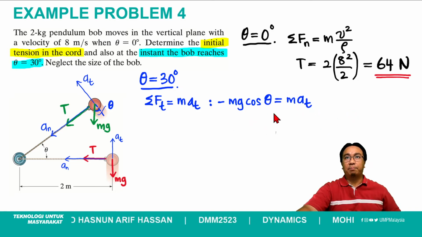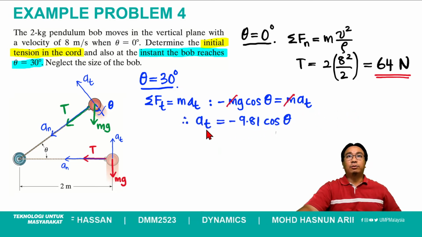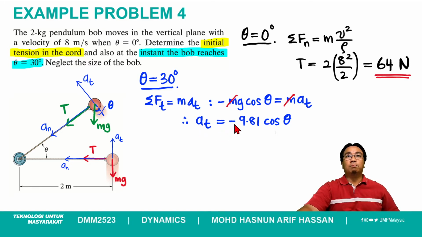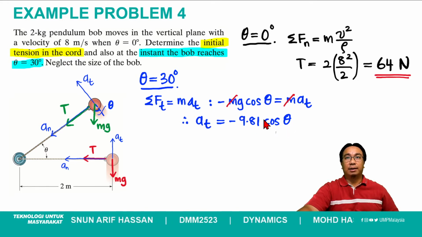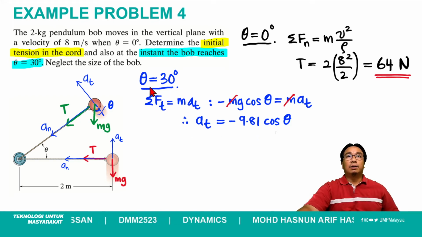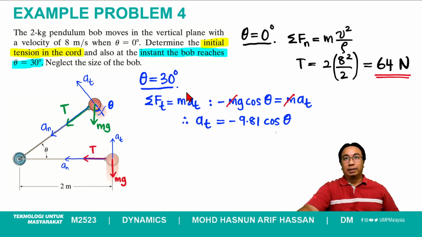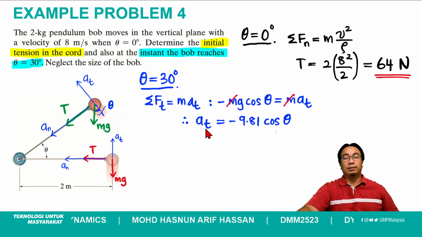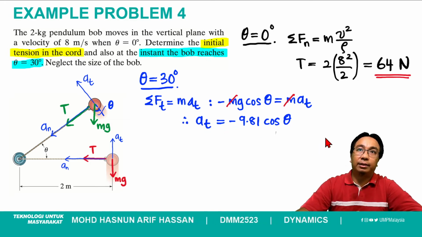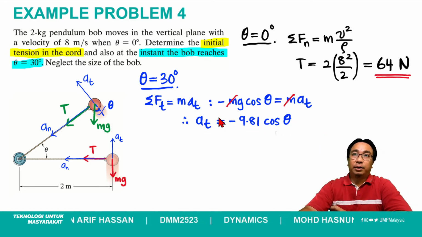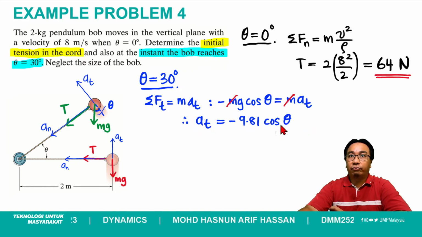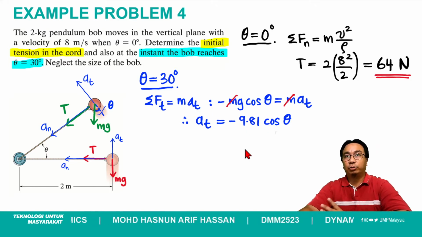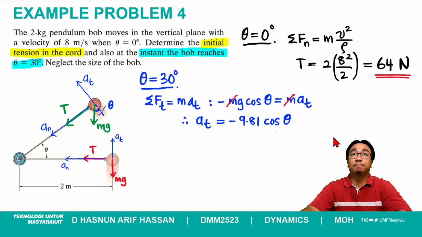Okay, negative mg cos theta is equal to m a_t. So we can cancel the m, and then you have a_t is equal to minus 9.81 cos theta. Minus 9.81 is g, so 9.81 cos theta. We can substitute 30 degrees for theta to get the actual value of a_t, but I'm not going to do that because we need to do something with this in the form of theta after this. I will show you why and how to do it.